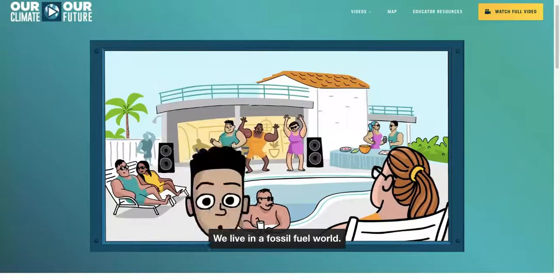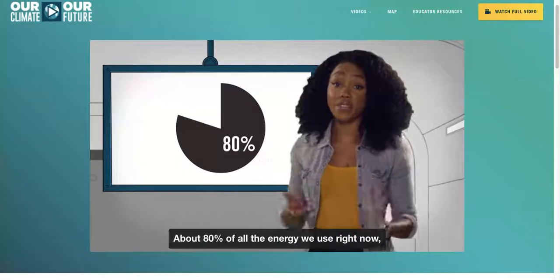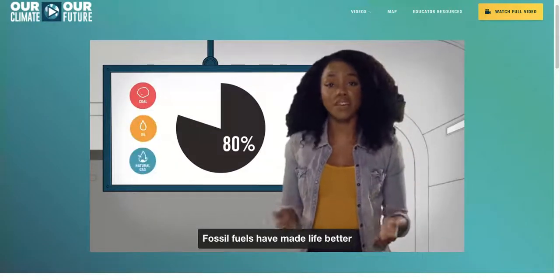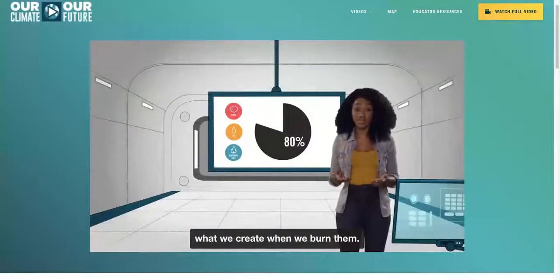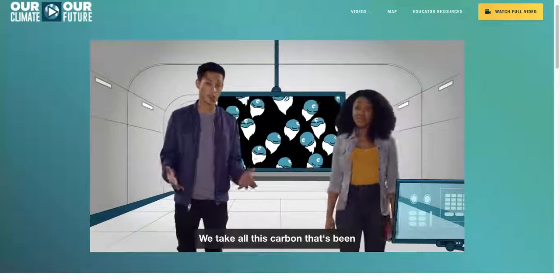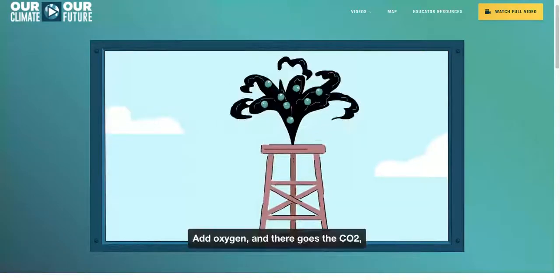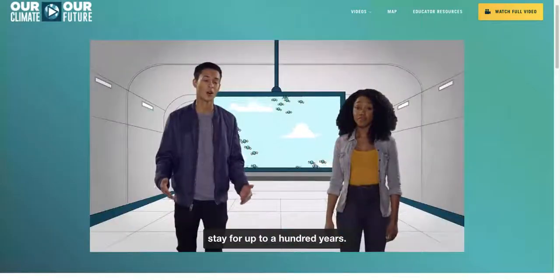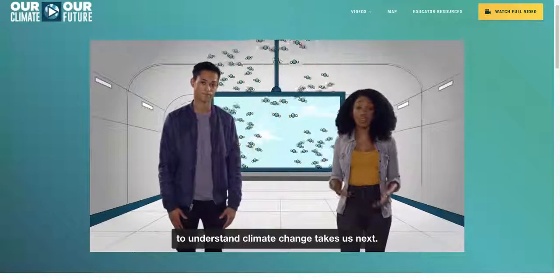We live in a fossil fuel world. About 80% of all the energy we use right now comes from fossil fuels. Fossil fuels have made life better for billions of people. But remember what we create when we burn them. Yep, CO₂. We take all this carbon that's been buried underground for millions of years, add oxygen, and there goes the CO₂, right up into our atmosphere, where it will stay for up to 100 years. And up there is where our search to understand climate change takes us next.